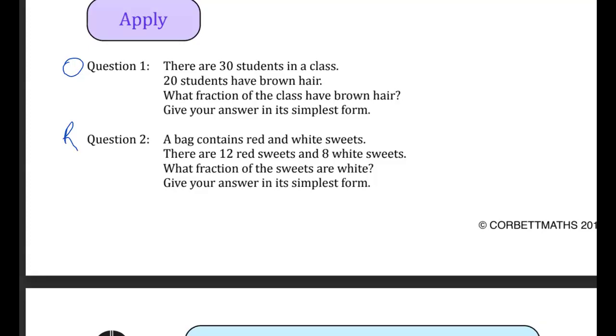So let's look at it together. There are 30 students in the class. 20 students have brown hair. What's the fraction of people with brown hair? It's 20/30. That's going to be 2/3.